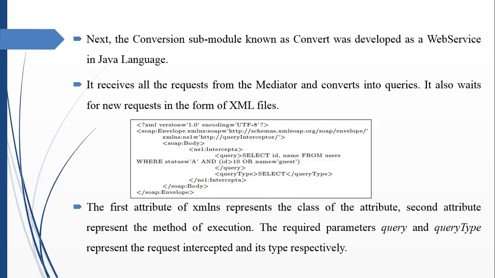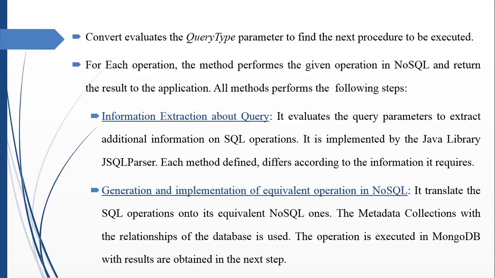Next, the conversion submodule known as Convert was developed as a web service in the Java language. It receives all the requests from the mediator and converts them into queries. It also waits for the new request in the form of an XML file. Given is a sample XML file in which the first attribute of XMLNS represents the class of the attribute and the second attribute represents the method of execution. The required parameters, query and the query type, are given in this XML file, which represents the request intercepted and its type respectively. In the given sample XML file, the query shows the select operation and the query type shows the type of the operation, which is select. Convert evaluates the query type parameter to find the next procedure to be executed.